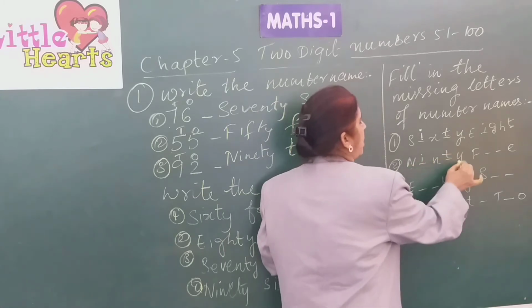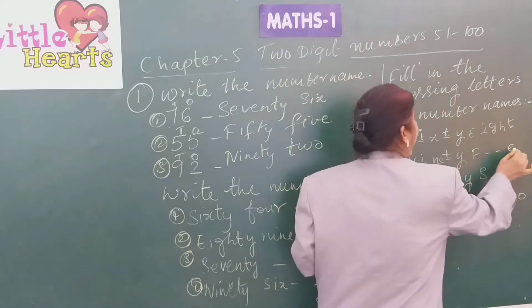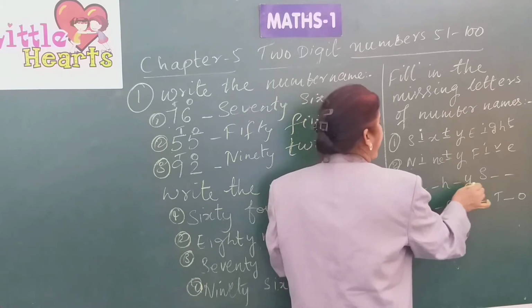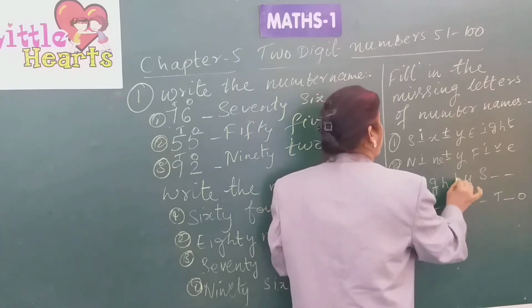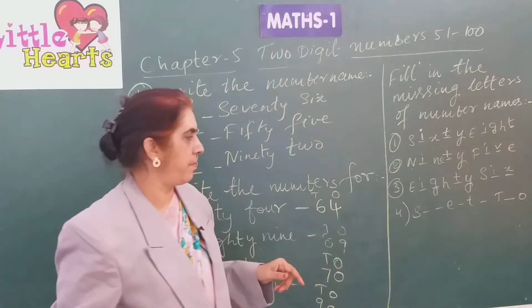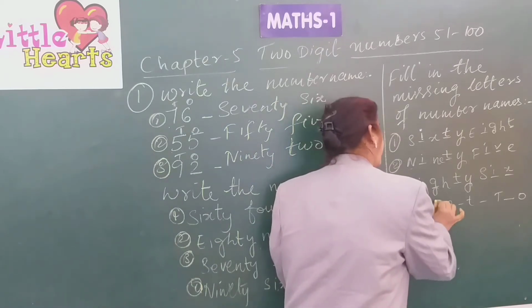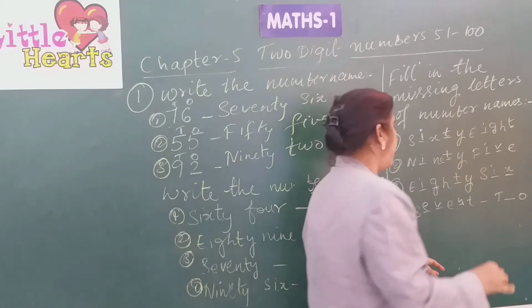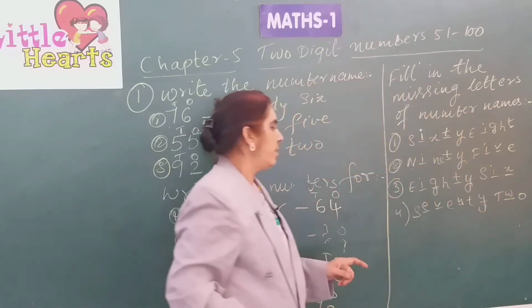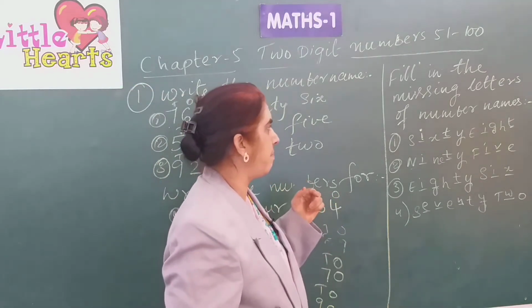NINETY 90. F dash dash E, FIVE 5. E dash dash H dash Y, EIGHTY 80. SIX 6, 86. S dash dash E, SEVENTY 70, TWO 72. So you should be able to fill in the missing letters of number names.